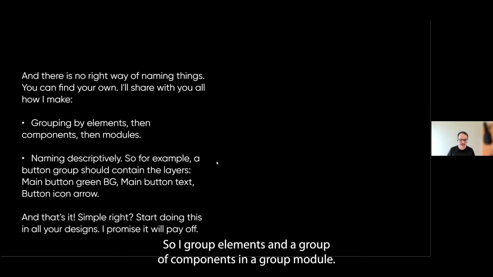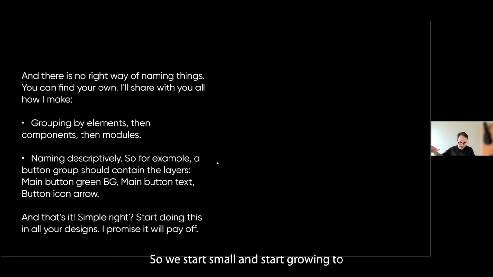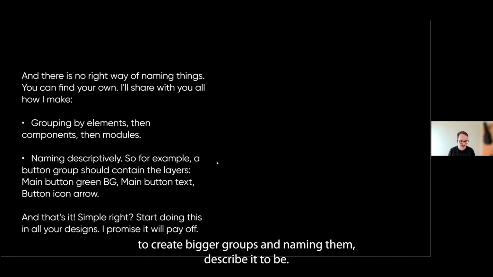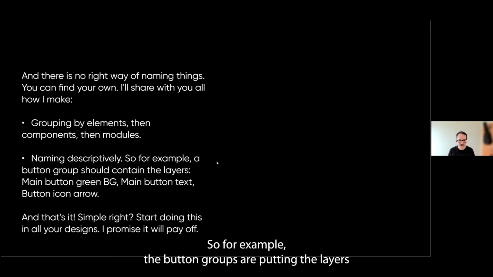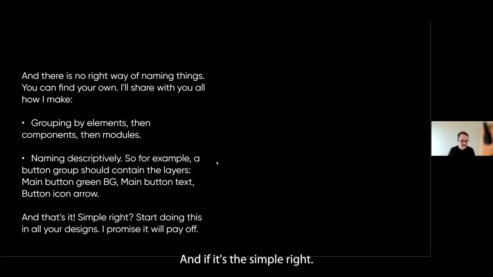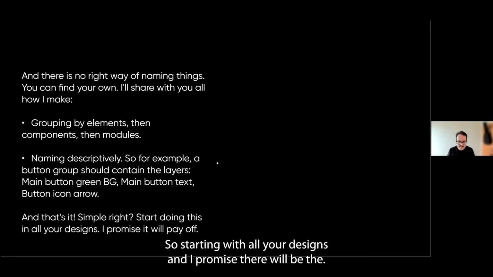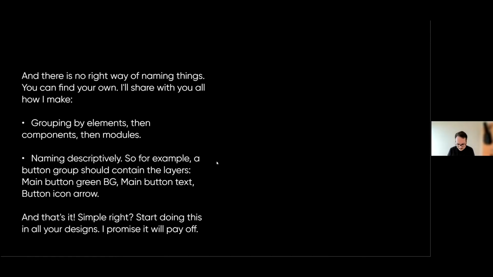So I group elements, then I group components, then I group modules. So start small and start growing to create bigger groups. And naming them descriptively. So for example, a button group should contain the layers main button green background, main button text, and button icon arrow. And that's it. It's super simple, right? So start doing it with all your designs, and I promise they will pay off.